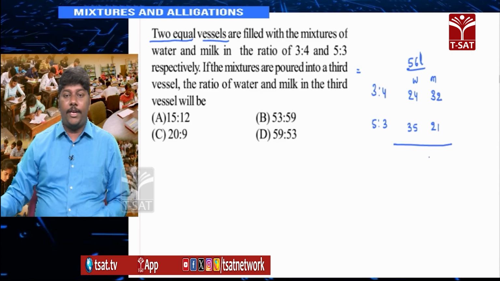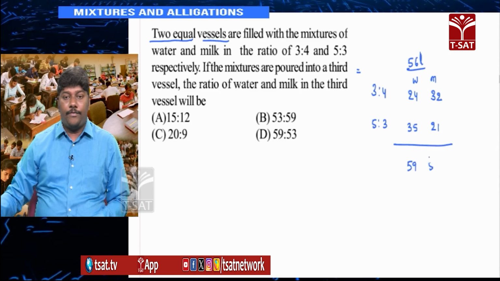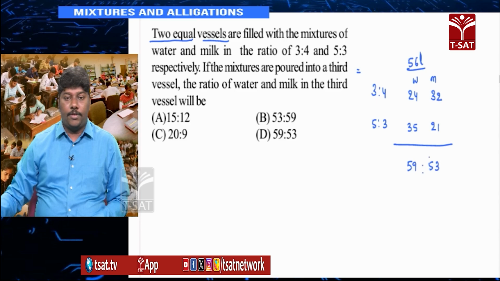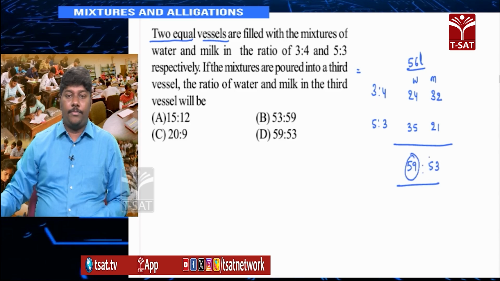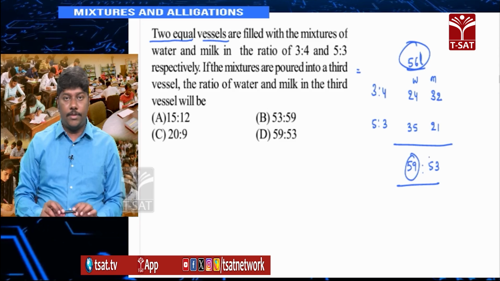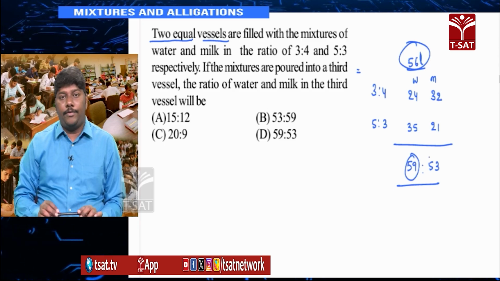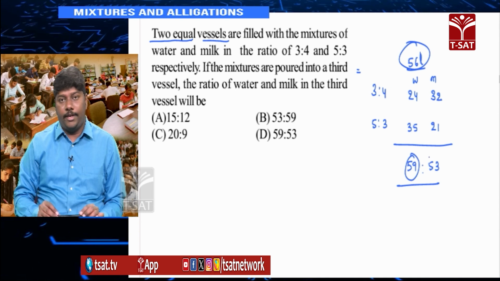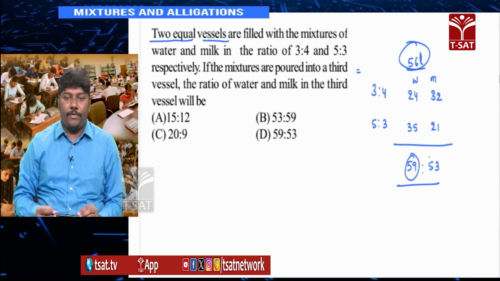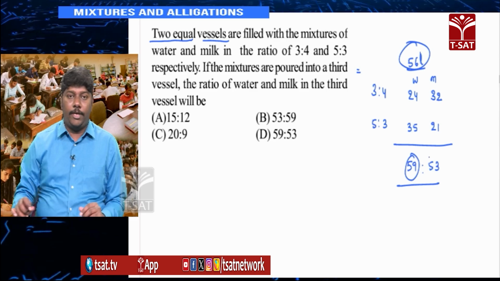Therefore, how many liters of water is there in the third vessel? 59 liters of water, 53 liters of milk. Even if you find only water, you get to know that 56 in 2 vessels, because equal capacity, is 112. You only find out what is water in it. We got water is 59 liters. Obviously out of 112, if 59 is water, remaining 53 must be milk only. Look at the next sum.